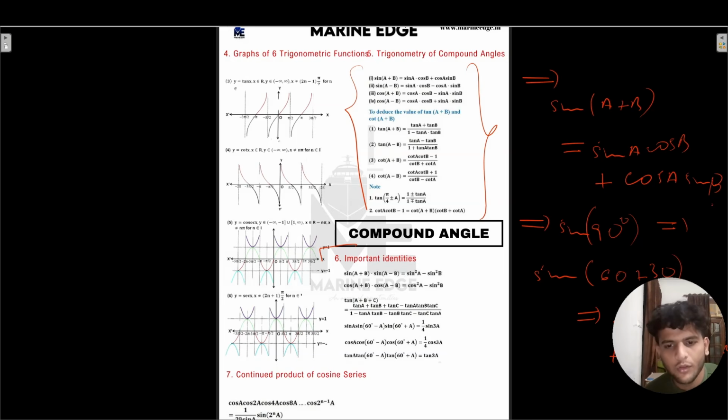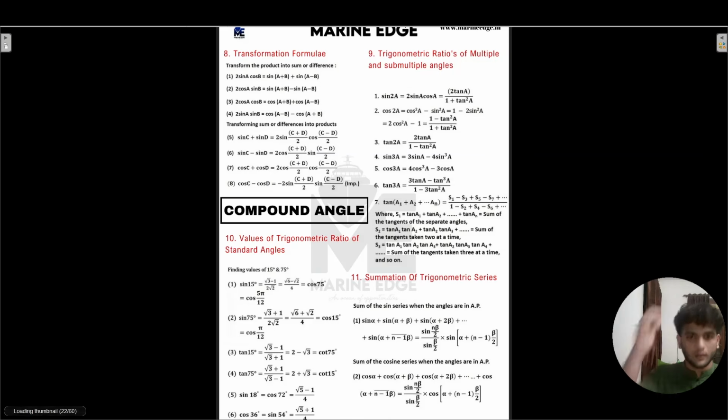You should also go through this because these properties can be asked as an MCQ. Sine A, sine 60 minus A, sine 60 plus A is equal to 1 by 4 sine 3A. Cos A, cos 60 minus A, cos 60 plus A is equal to 1 by 4 cos 3A. Tan A, tan 60 degree minus A, tan 60 plus A is equal to tan 3A. So these were the compound angle properties.